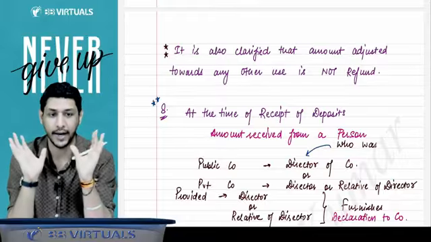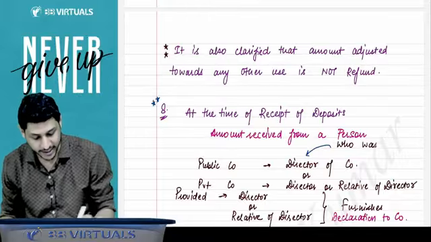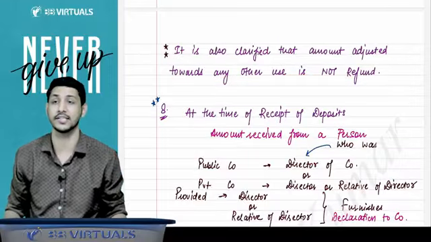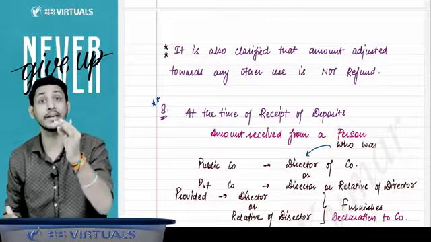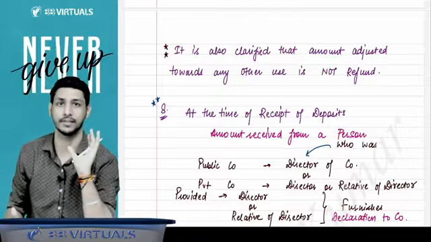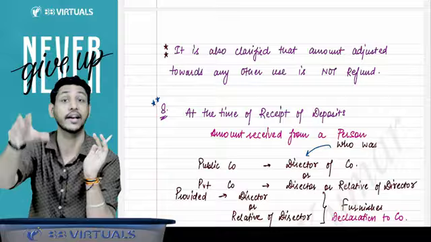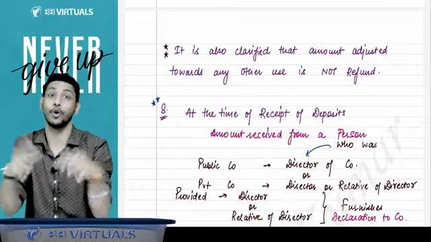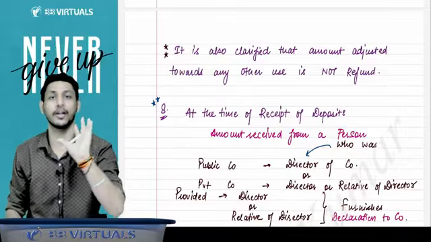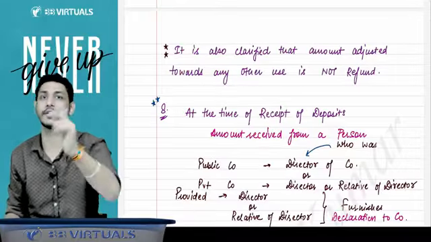Please keep this in your mind: it is clarified that amount adjusted toward any other use is not a refund. Amount adjusted is never considered as a refund. Refund means you have to repay the money back to that person. If any amount is recoverable from that person, the company cannot adjust that amount and say, oh, we refunded the amount. No, it is not a refund. You have to actually refund the amount.